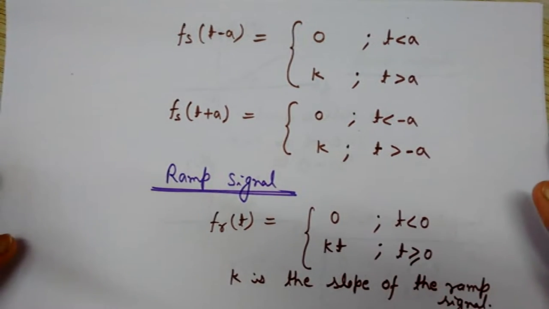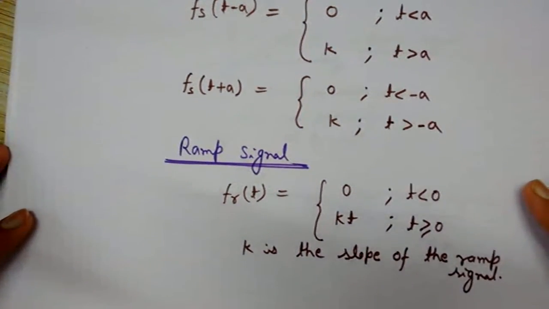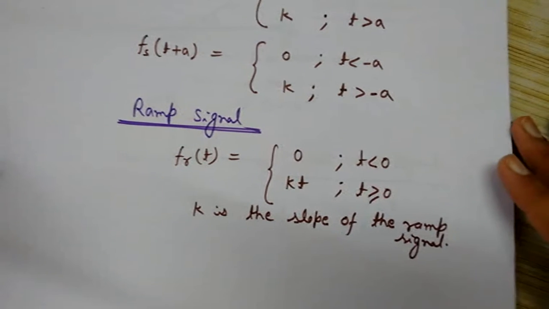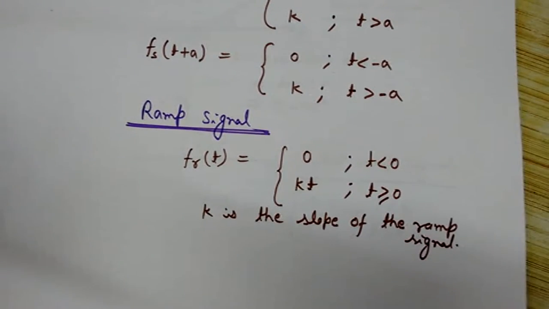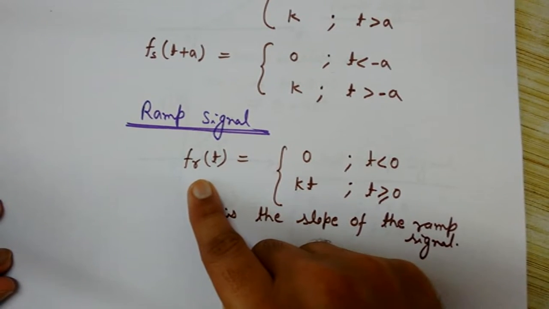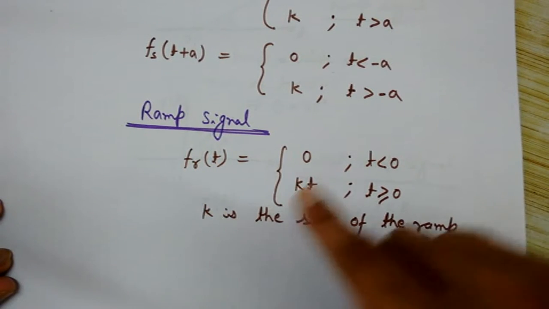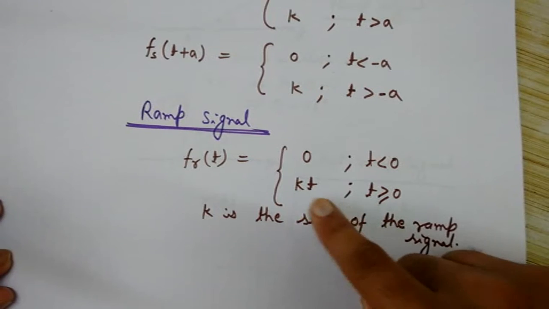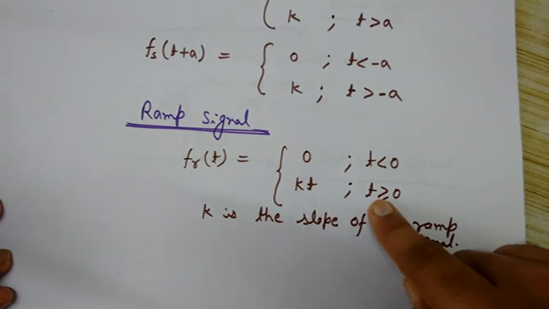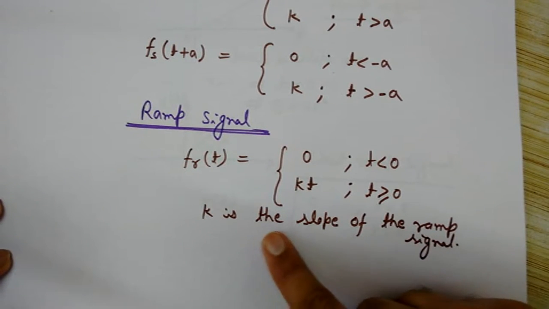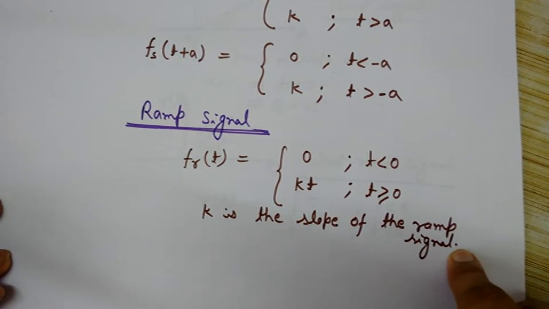Now we will look at another kind of standard signal known as the ramp signal. So the ramp signal can be defined mathematically as f_r(t). Here r stands for ramp, so f_r(t) is equal to 0 for t less than 0, and its value is kt for values of t greater than or equal to 0. Here k is nothing but the slope of the ramp signal.